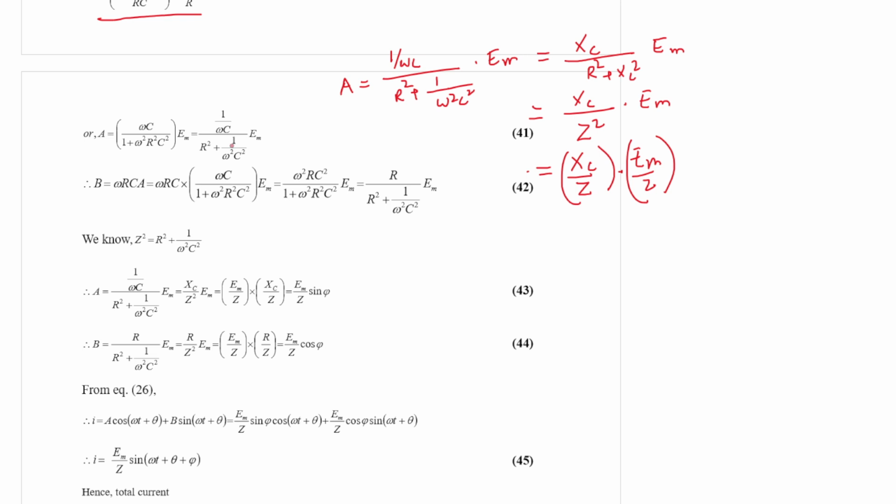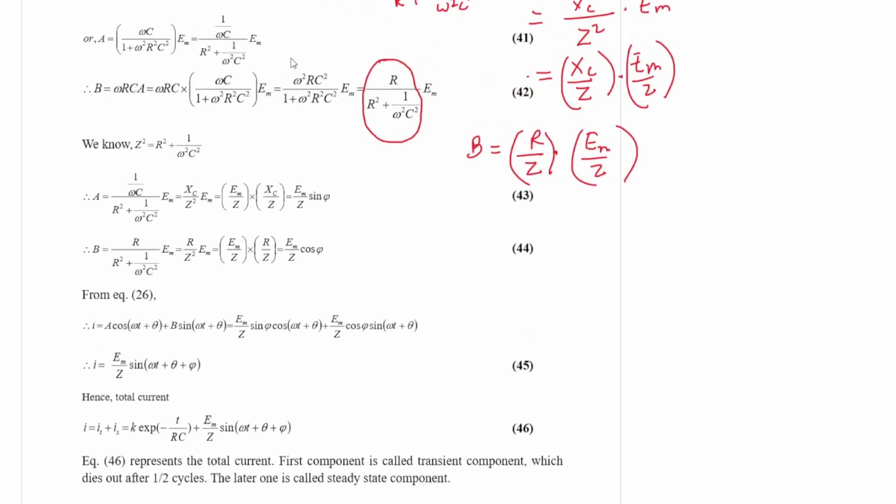Similarly, B is equal to R by R square plus 1 by omega square C square into EM. So we write B is equal to R by Z into EM by Z. Here Z is equal to the root of R square plus 1 by omega square C square, and A is equal to EM by Z.